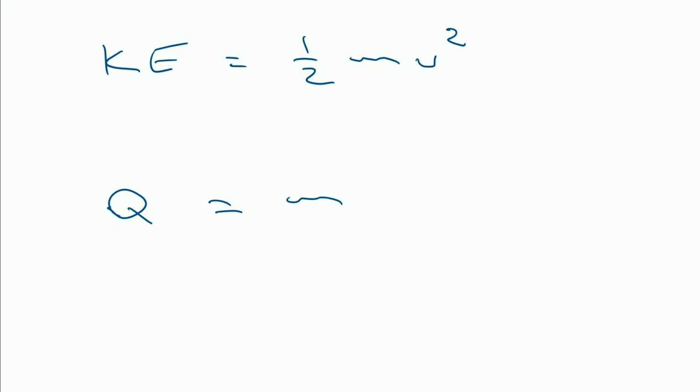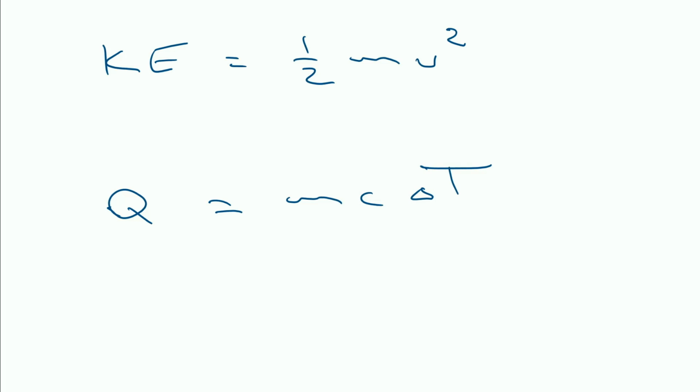For kinetic energy, we have: kinetic energy is equal to half times the mass of the object times the square of its velocity. For heat energy, capital Q, what the heck? Take my word for it, that says heat energy. So Q is equal to the mass times the specific heat capacity times delta T.